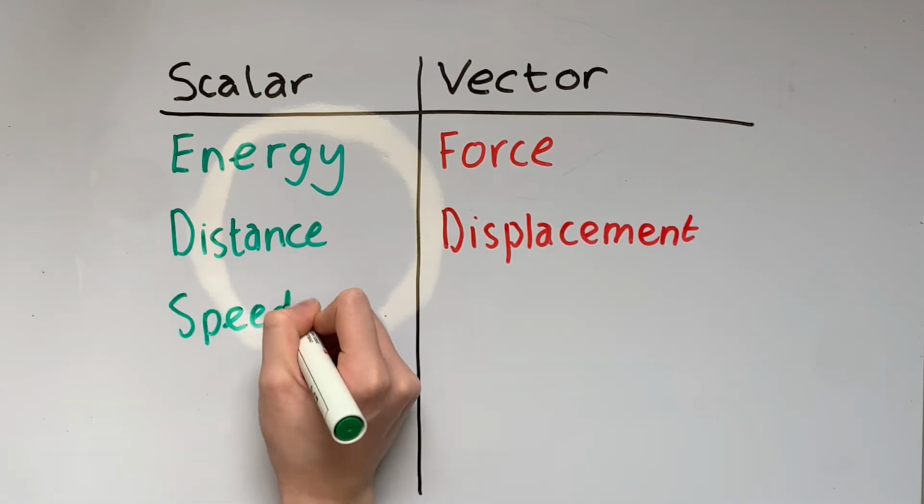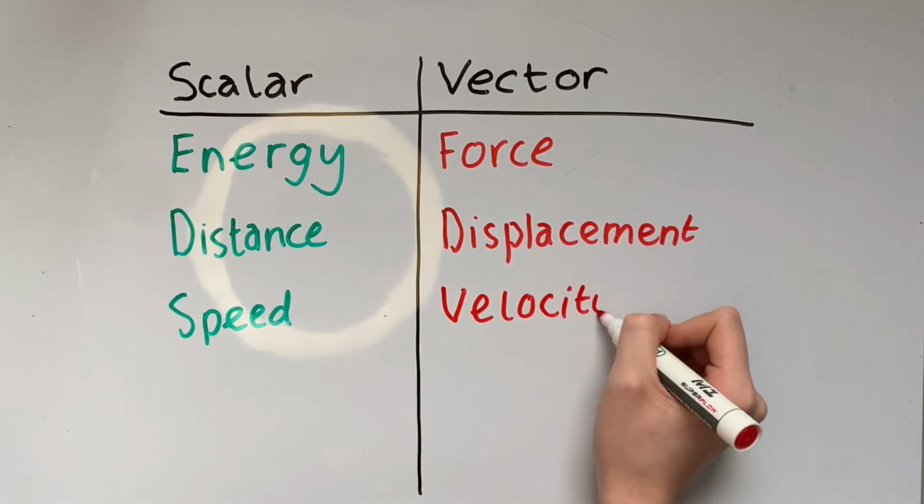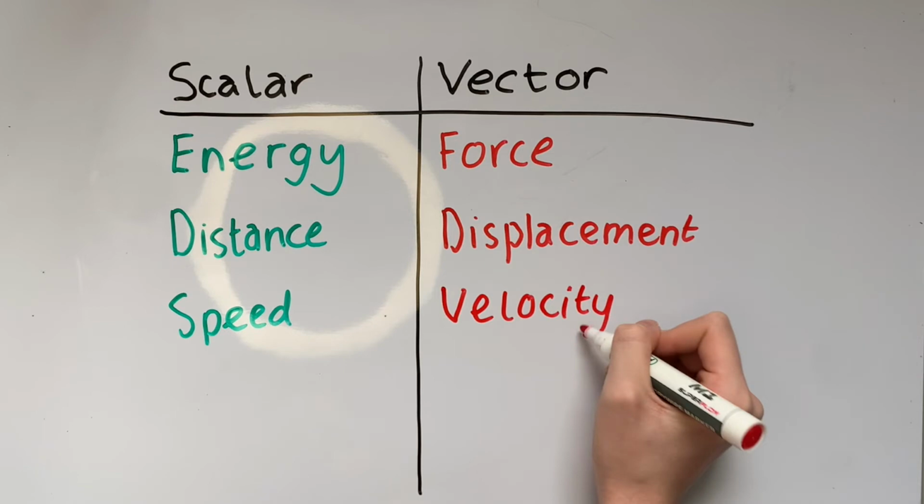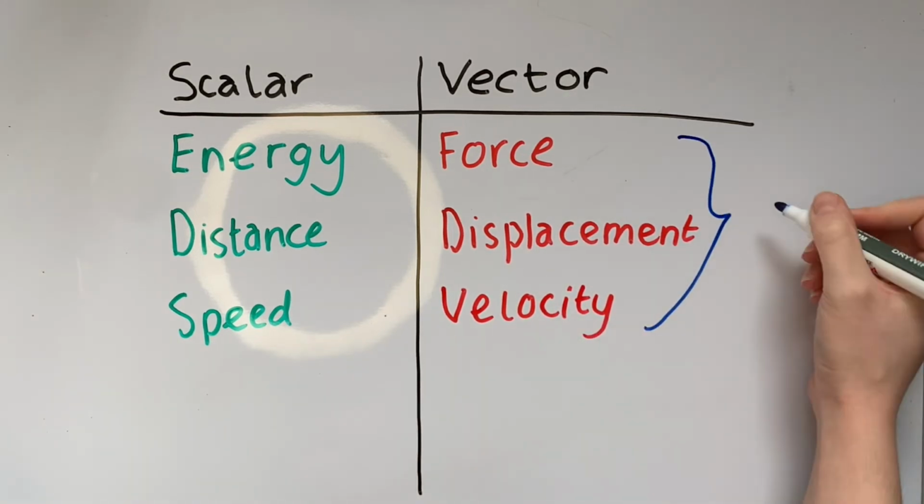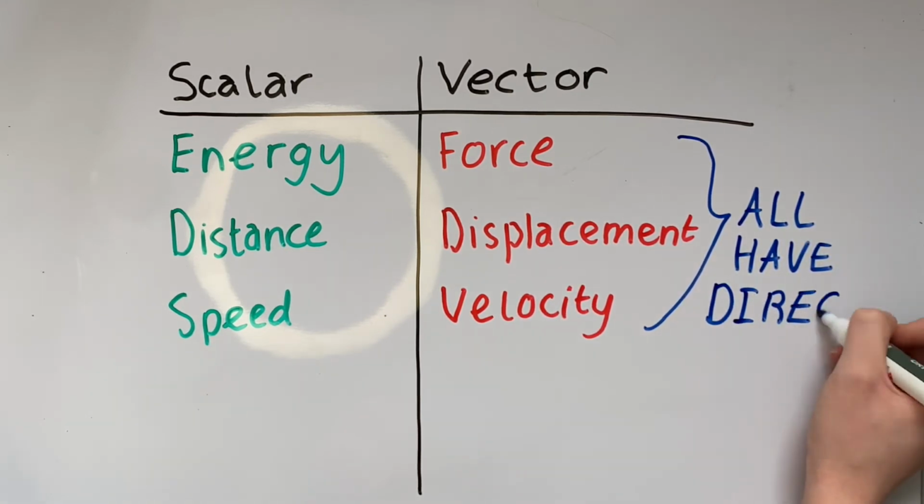So take a look at our last 2 examples, speed and velocity. Speed tells us how fast something is going, and therefore we only need a magnitude to represent this. However, velocity tells us not only how fast something is going, but also the direction that thing is travelling. Therefore, velocity is a vector. It is very important to note here that distance and displacement are different, and speed and velocity are also different.